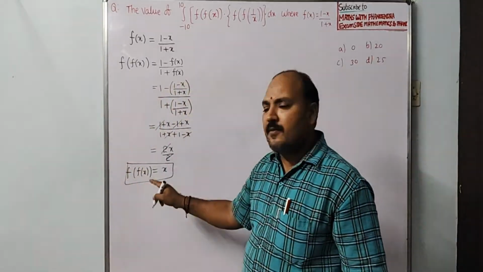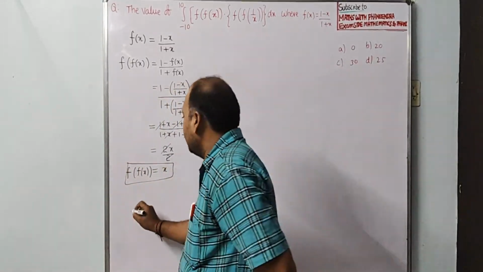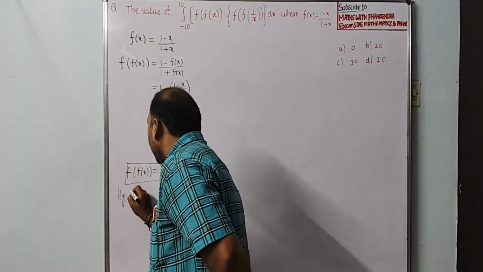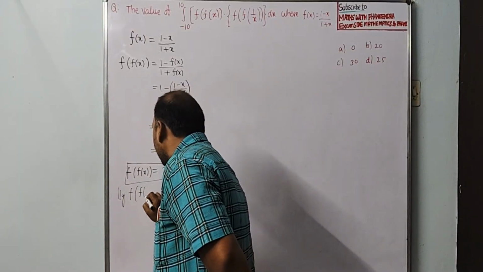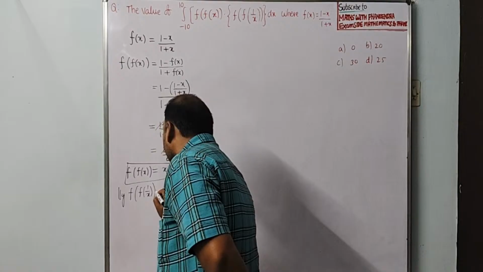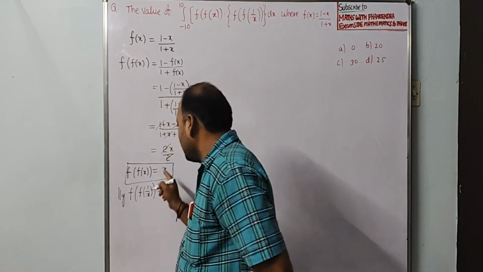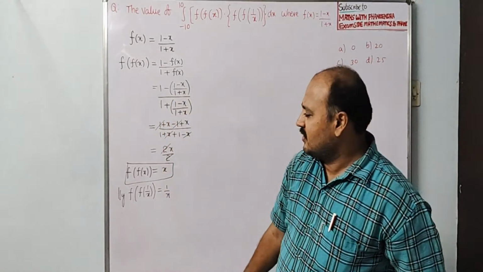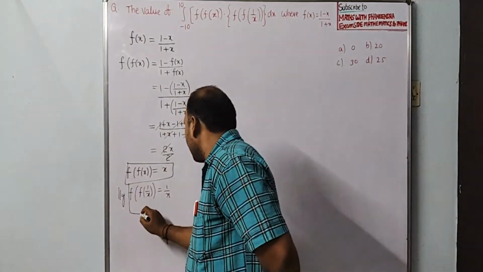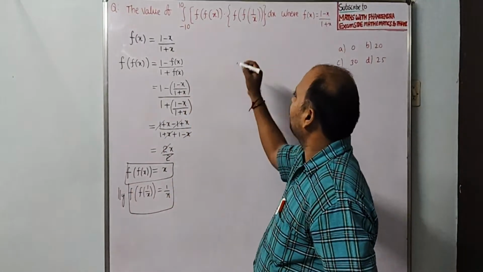So whenever f of f of x is x, similarly we can define f of f of 1 by x. What is it? Is it 1 by x or not? By definition, yes. So now come to the question.